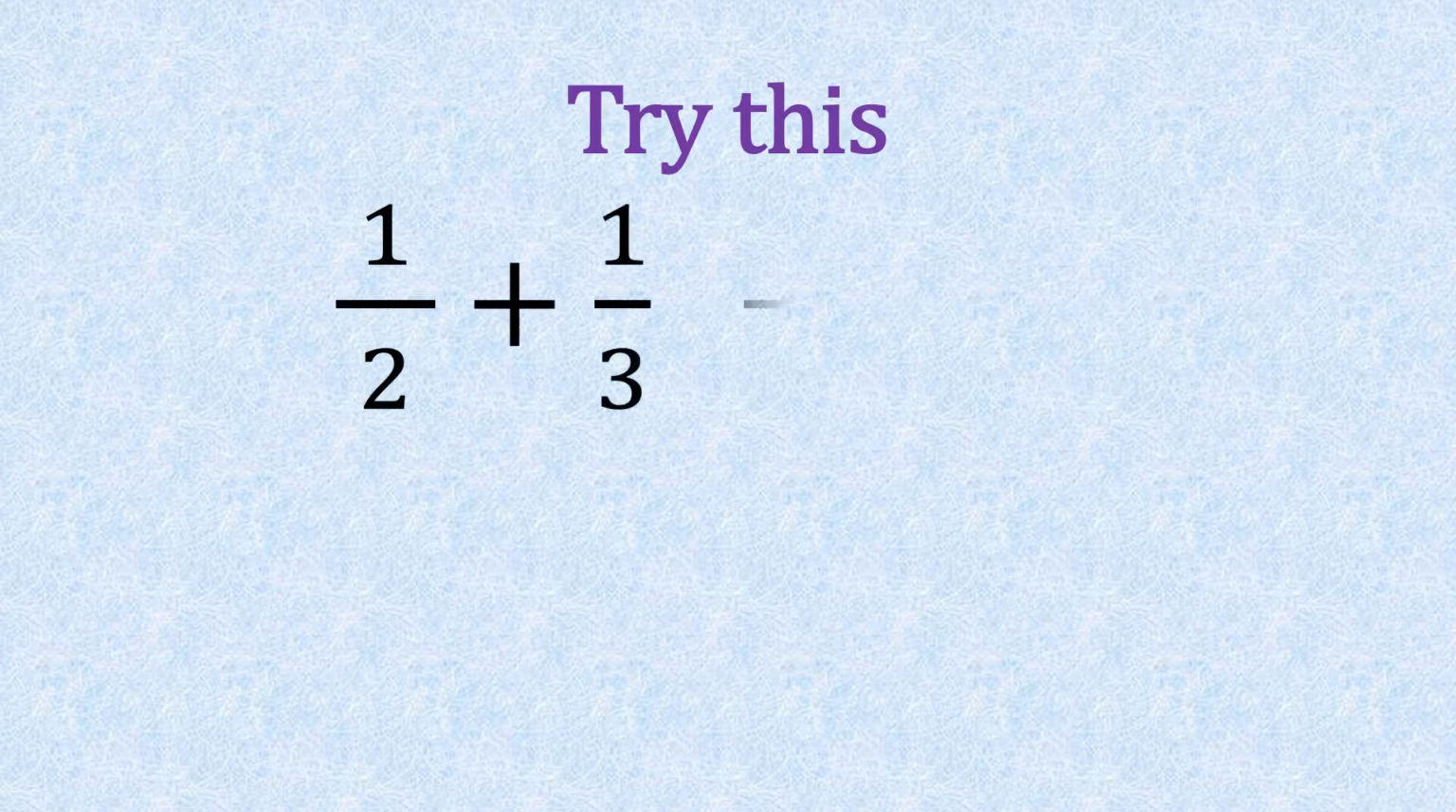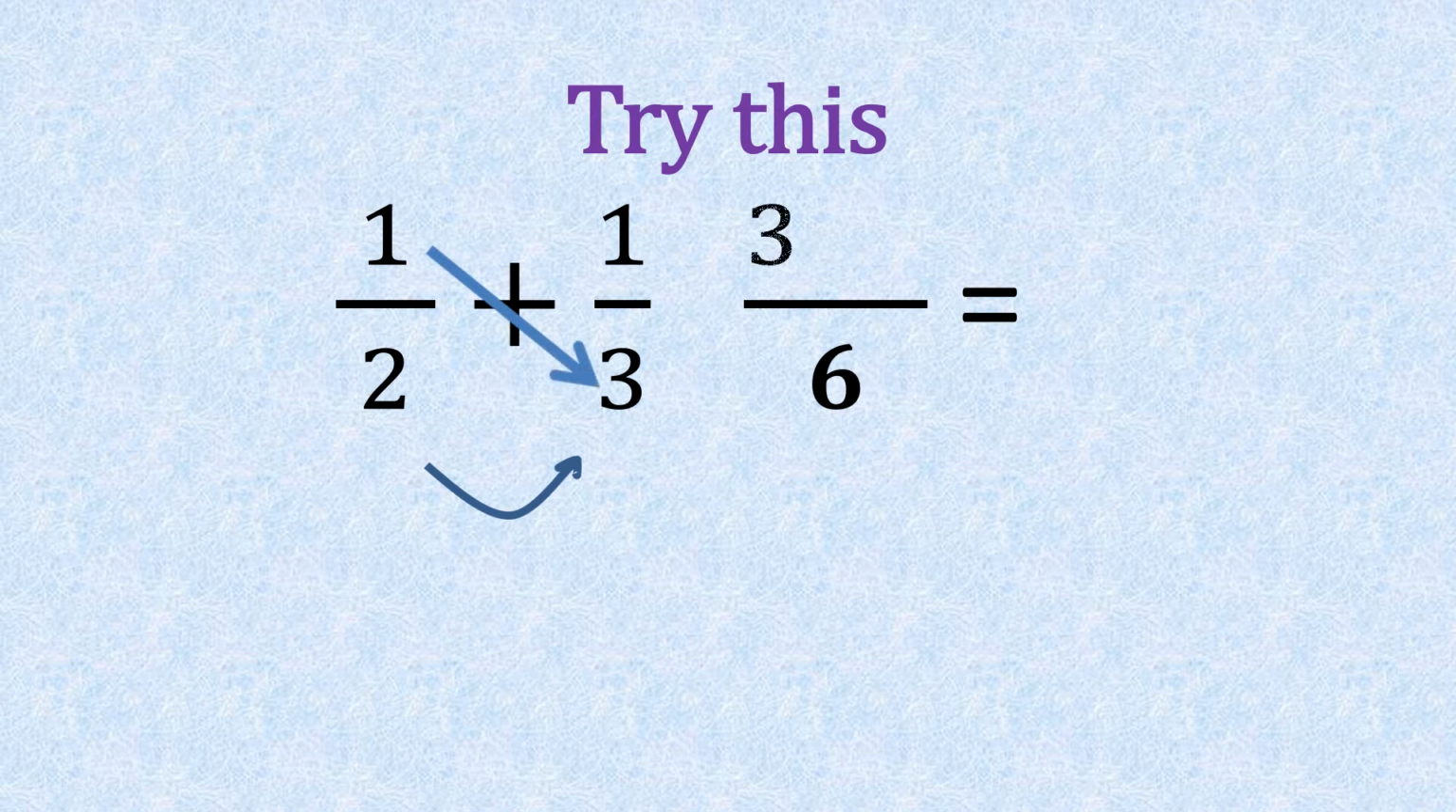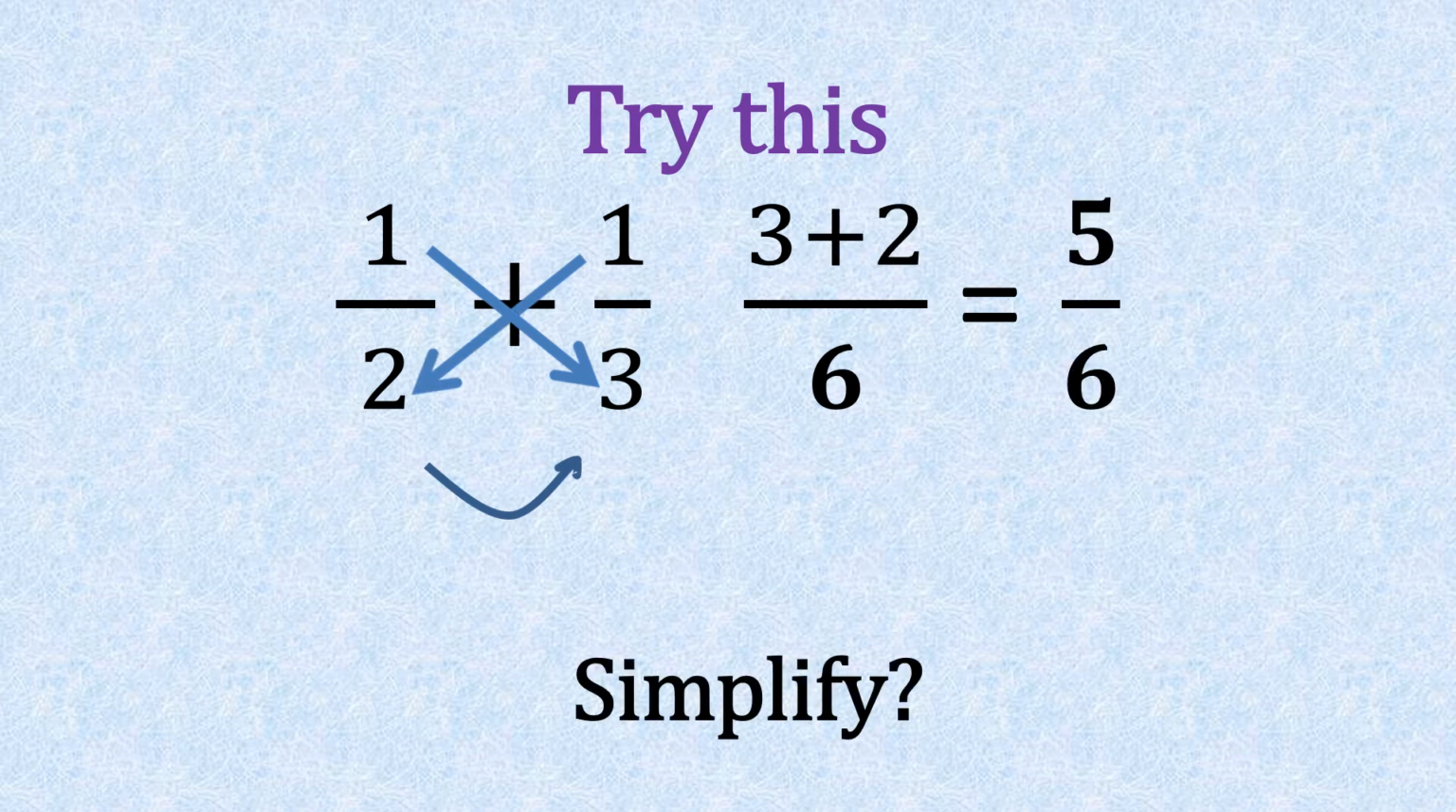Try this one. 1/2 plus 1/3. So we're going to multiply the bottoms. 2 times 3 is 6. 1 times 3 is 3 on our top line there. 1 times 2 is 2. 3 plus 2 is 5. 5/6. Can we simplify? No, we can't.